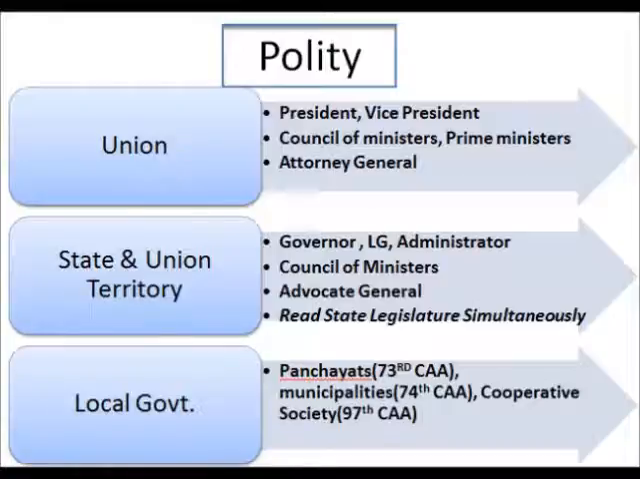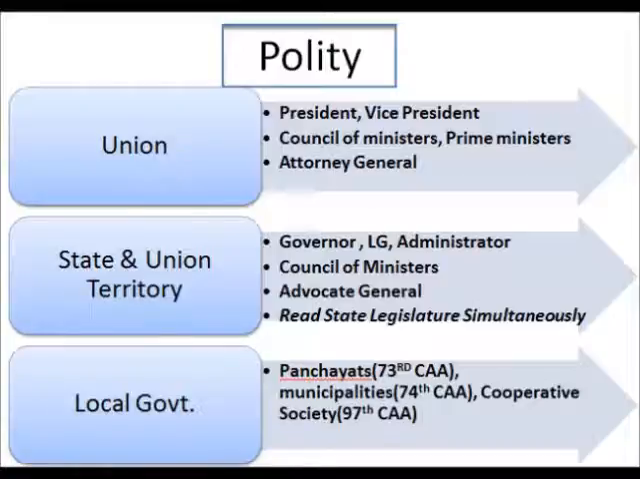So for union, we have the president, the vice president, the council of ministers, prime ministers, and attorney general. And again, there is a fundamental question which comes, that the union consists of whom? You will be given options, so you have to remember. We usually forget that attorney general is a part of union, so you have to remember attorney general too is a part of union, along with president, vice president, prime minister, and council of ministers.